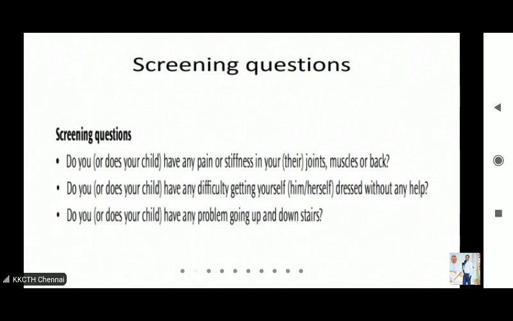So when you're seeing a child with joint pain, you need to ask the following screening questions. This is part of PGALS. Does your child have any pain or stiffness in the joints, muscles, or back? Does the child have any difficulty getting dressed without any help? And any problem going up or down stairs? These are 3 screening questions.